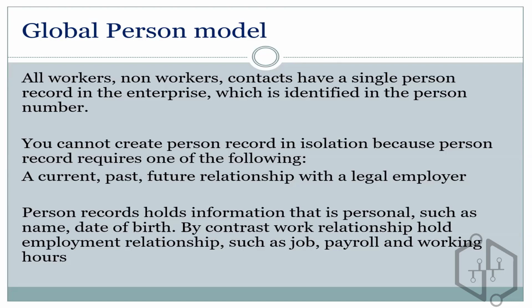Suppose I have a record in the organization and an employee number. So that is a current, past, or future relationship with the legal employer. That means if I am terminated and then rehired, I still have the employee record in the organization. The person record holds information that is personal, such as name and date of birth. By contrast, the work relationship holds employment information such as job, payroll, and working hours.